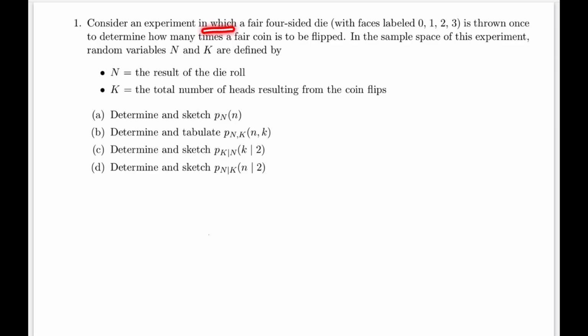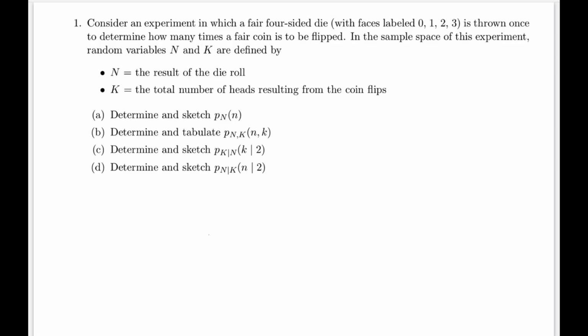Consider an experiment in which a four-sided die, so let's imagine that you have a four-sided die, labeled 0, 1, 2 and 3, is thrown once to determine how many times a fair coin is to be flipped. In the sample space of this experiment, the random variables n and k are defined as follows: random variable n is defined by the result of the die roll, and k is the total number of heads resulting from the coin flips. First of all, you will have to understand what this experiment is saying.